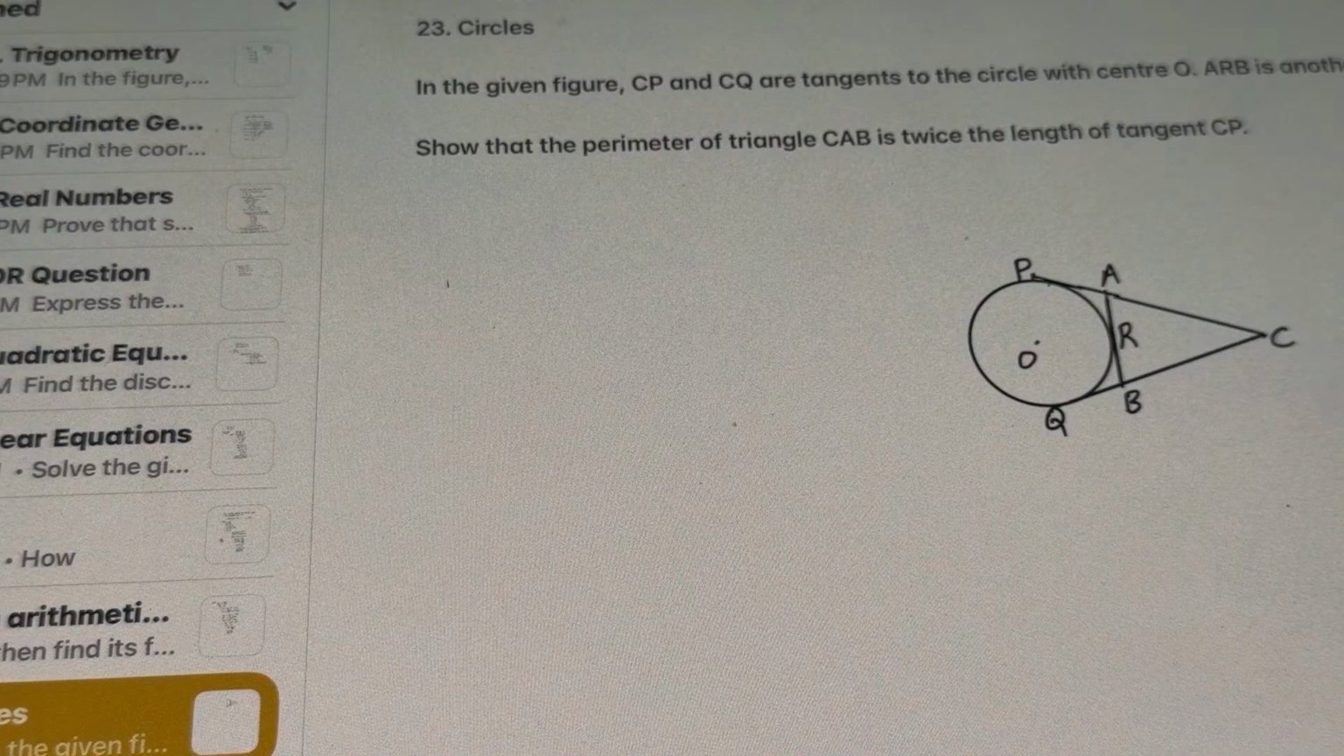Now we are going to solve the problem based on circles. In the given figure, CP and CQ are tangents to the circle with center O. ARB is another tangent at R. Show that the perimeter of the triangle CAB is twice the length of tangent CP.